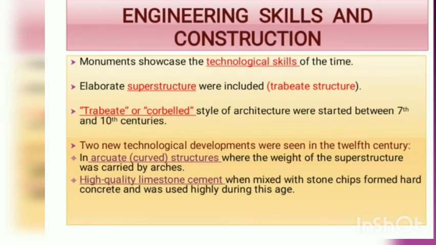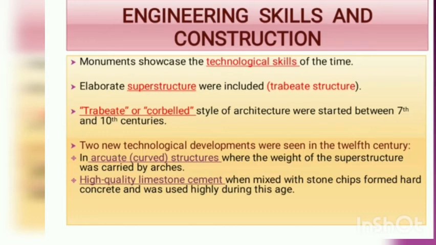Now we are going to understand the engineering skills and constructions. Monuments showcase the technological skills of the time. Moreover, elaborate superstructures included the trabeate structure. What is the trabeate structure? The trabeate or lintel style of architecture was started between the 7th and 10th century. Two new technological developments were seen in the 12th century.